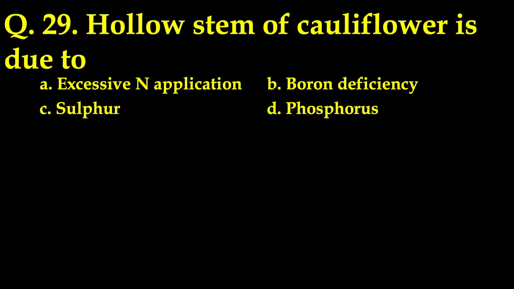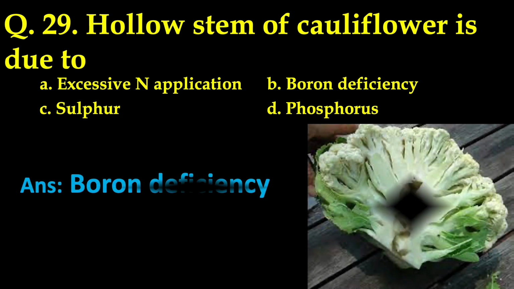This was another question: hollow stem of cauliflower is due to excessive nitrogen application, boron deficiency, sulfur deficiency or phosphorus. The correct answer is boron deficiency. That means due to the deficiency of boron, it causes a symptom in cauliflower that is known as hollow stem disease of cauliflower.